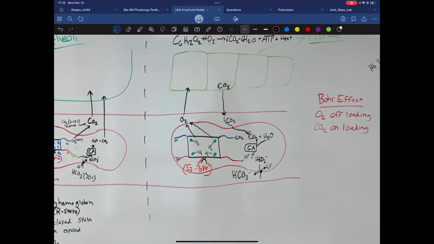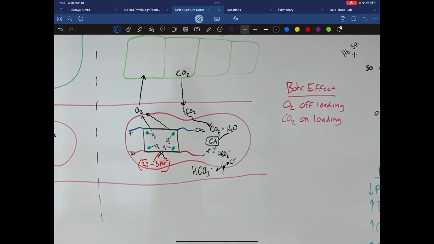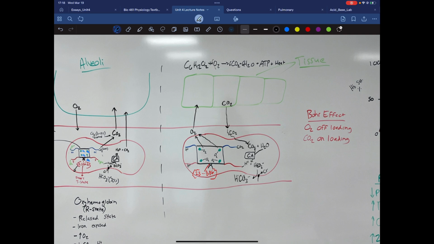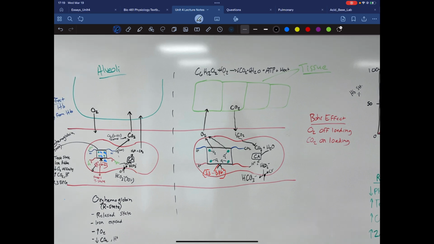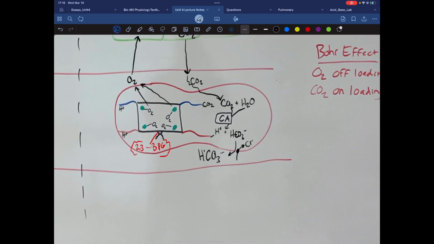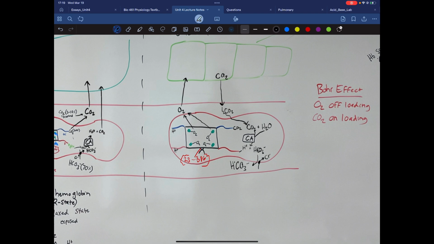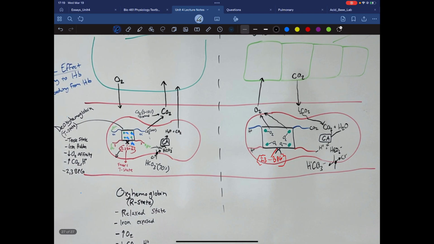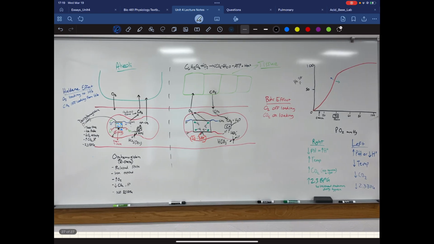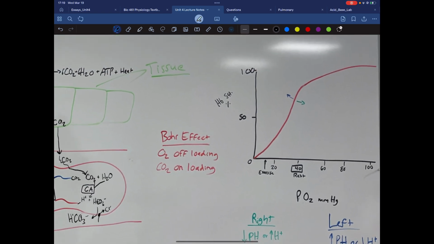And again, this is now in the T state. And so this is the Bohr effect. It's O2 offloading, which we saw, and CO2 onloading. And yeah, so we have the T state, the tense state, where the ions are blocked, and we have the R state where they're exposed and they're letting oxygen come on.